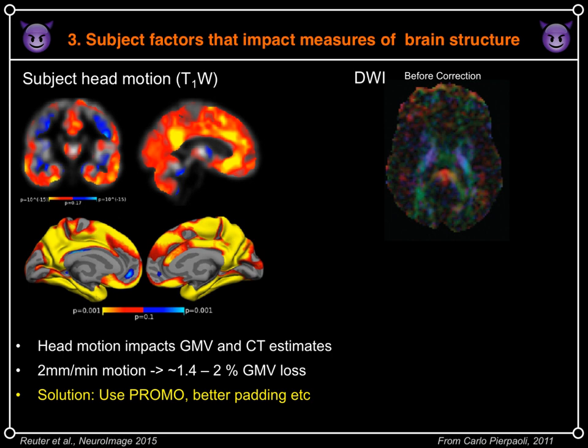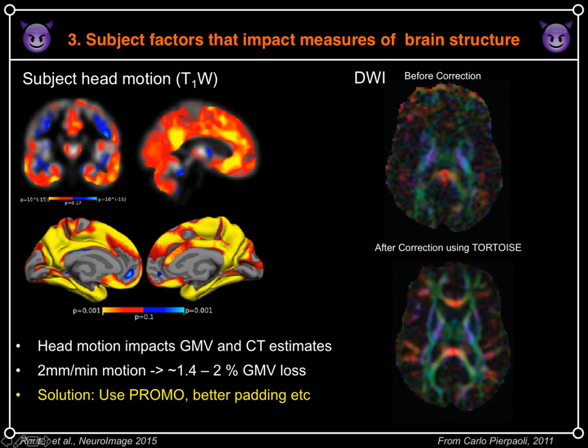The same sort of problems affect diffusion-weighted images. Here, this is the directionally encoded color map before correction, and after correction, you get reasonable looking directionally encoded color maps which are faithful to the anatomy.